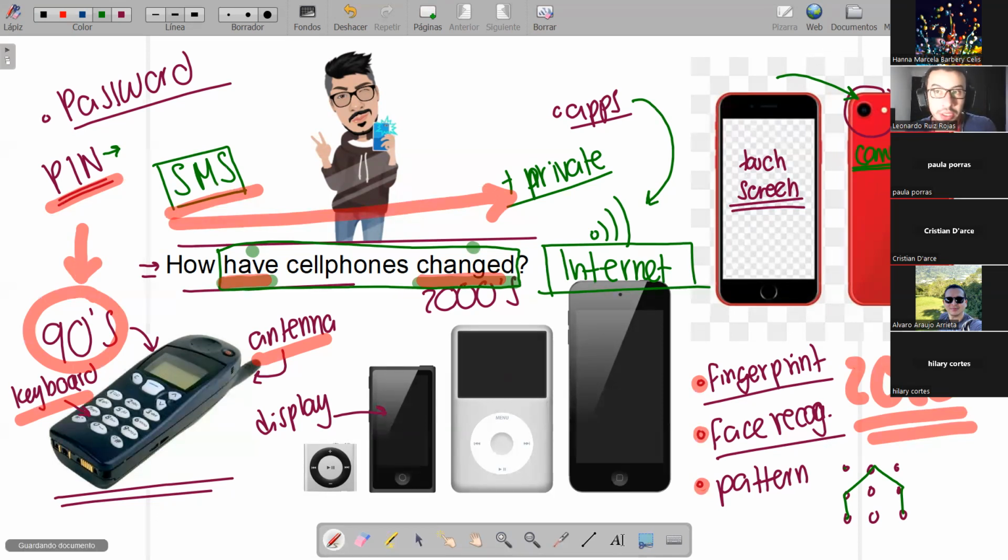Okay, probably that is going to happen soon. What is the meaning of soon? Se me olvida, soon? Pronto. Pronto, no? So that's going to happen soon. Okay. Anything else? Any other possibility about the cell phones? Any other improvements?